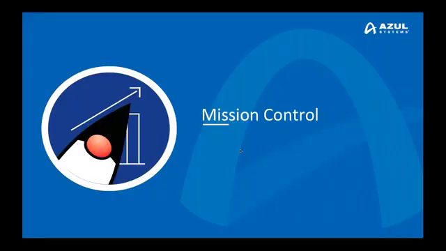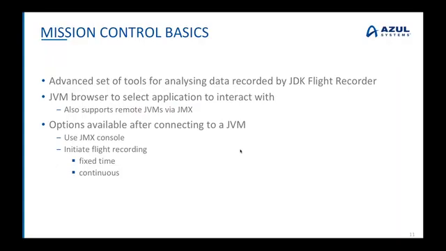Okay, so let's talk a little bit about mission control, because that's the other piece which enables you to process the information that's recorded by flight recorder and then start to get an idea of what's actually happening in your application. If we look at the basics of mission control, as I've already said, it's really a way of analyzing the data that's recorded by the flight recorder. To start off with, you have a browser for all the JVMs that you might want to interact with. That will pick up on any JVMs that are running on the machine that mission control is running on, but you can also connect to a remote JVM if you want to over a network connection. We'll talk about that in a moment.